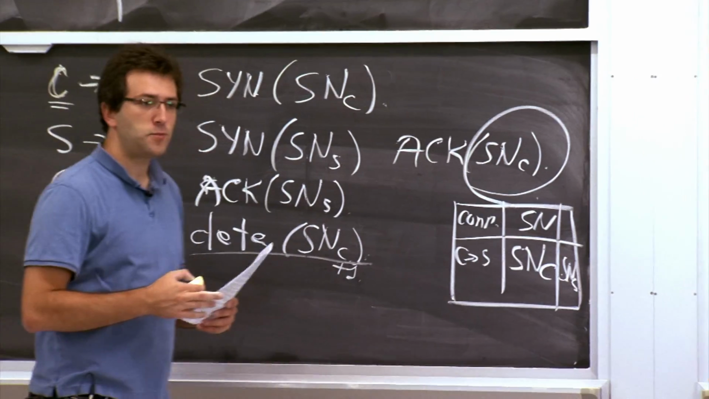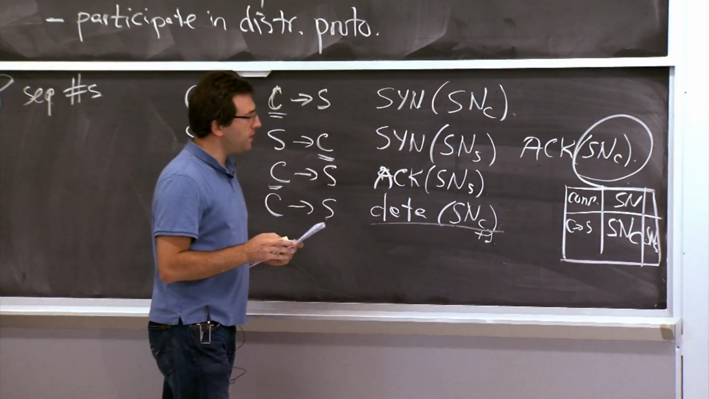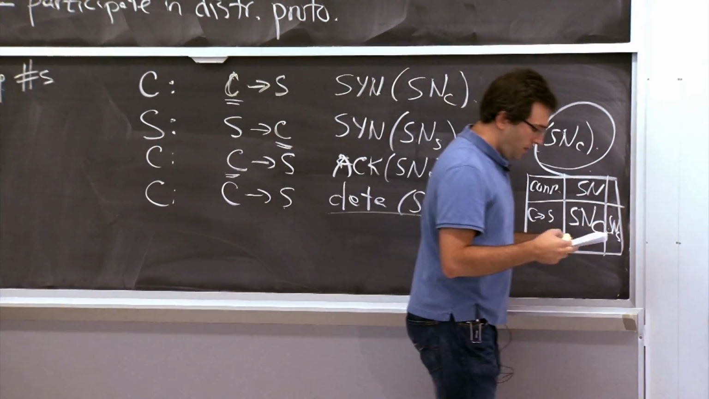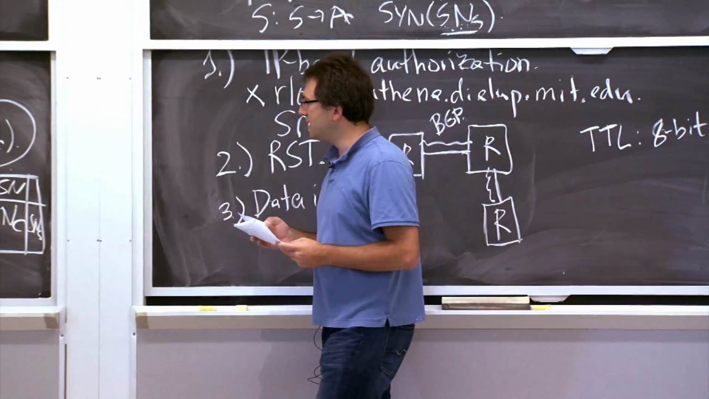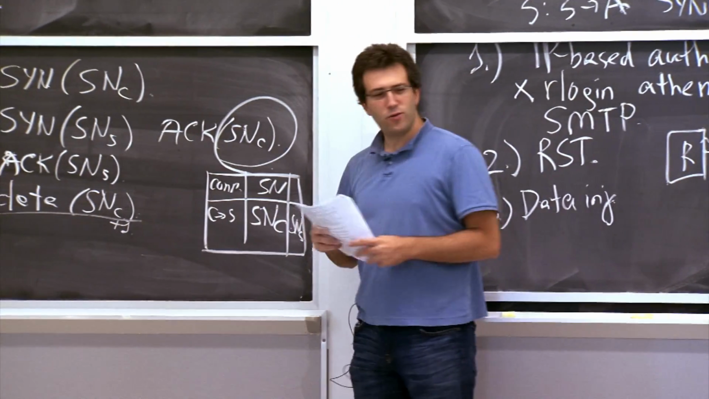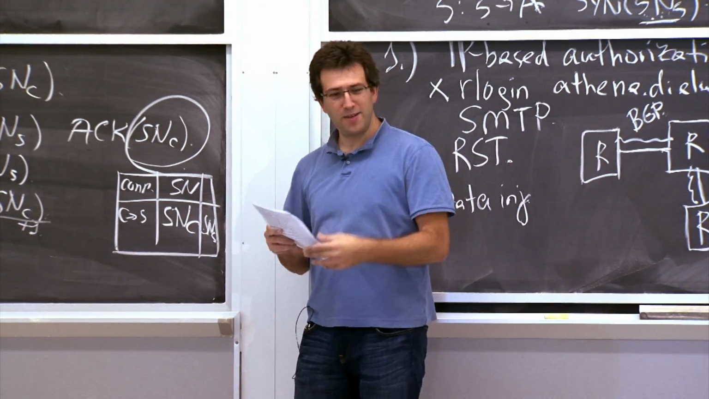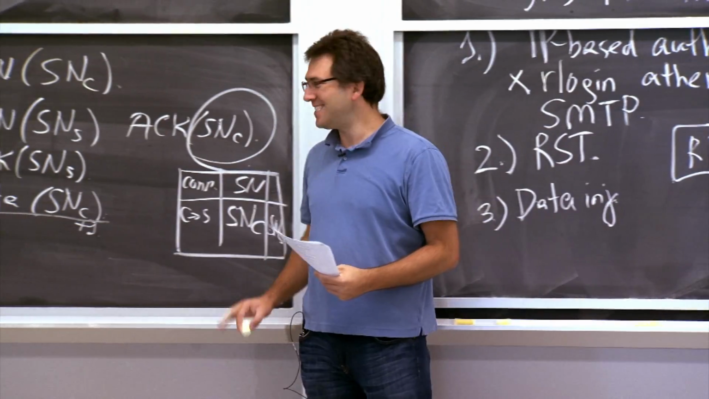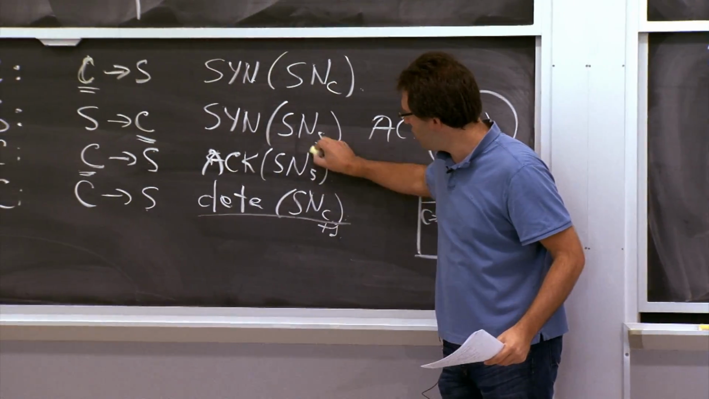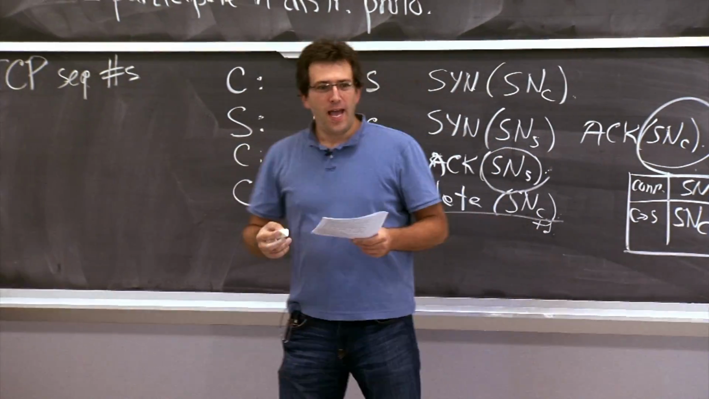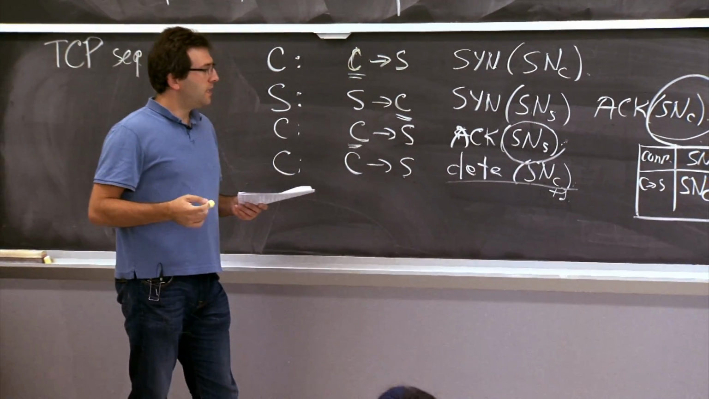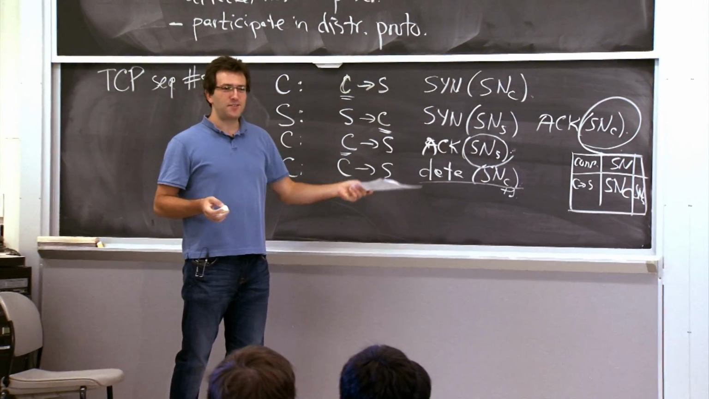Yeah, absolutely. You're right, SNS is actually much more important, sorry. It needs to store both, absolutely. SNS is actually much more important because SNS is how you know that you're talking to the right guy. The problem is that there's no real bound on the size of this table.